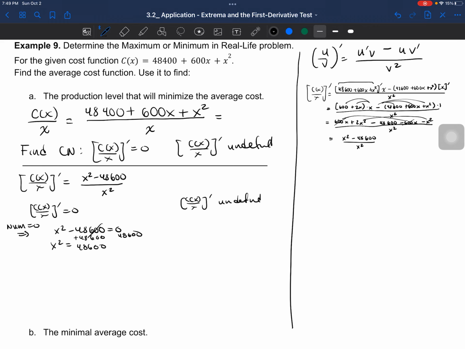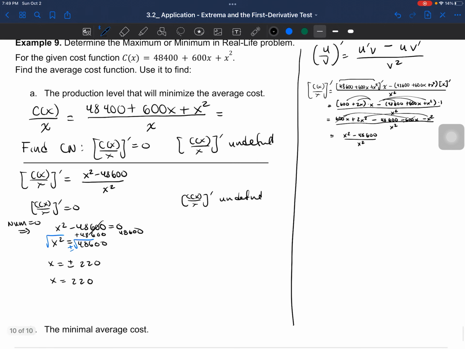And that will give us x squared equals 48,600. Now we can take the square root on both sides of the equation, plus or minus. This will be x equals plus or minus 220. Now it doesn't make sense for us to make a production that is negative 220, so the only solution will be 220.